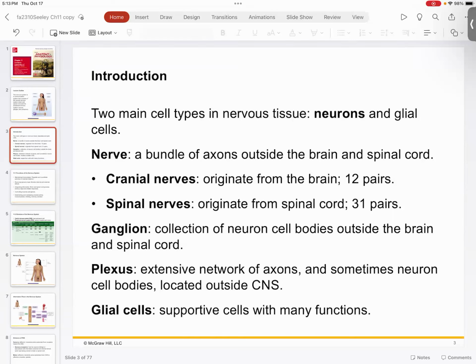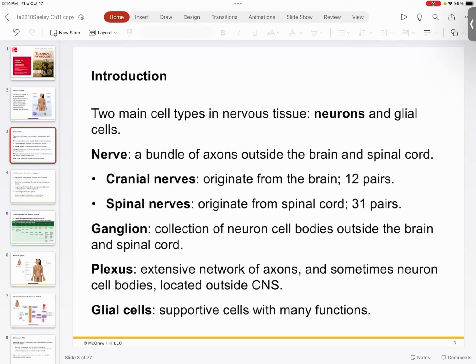So the nervous tissue is composed of two dominant types of cells. You have neurons, which is the kingpin, if you will, of the nervous tissue, and then you have the glial cells, or the glia, the neuroglia. And so these two populations of cells form the bulk of the nervous tissue.